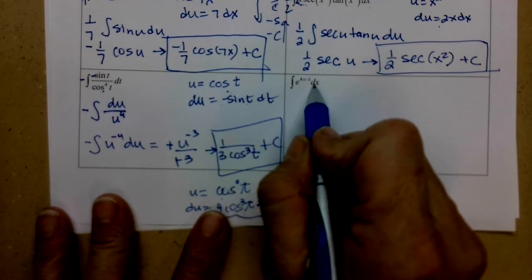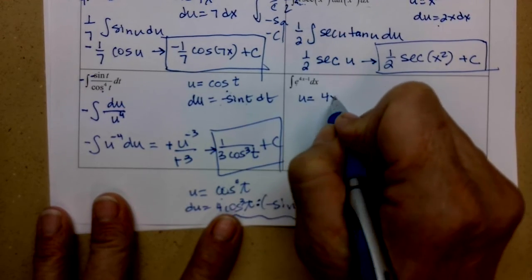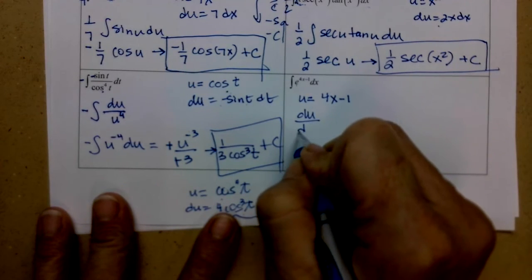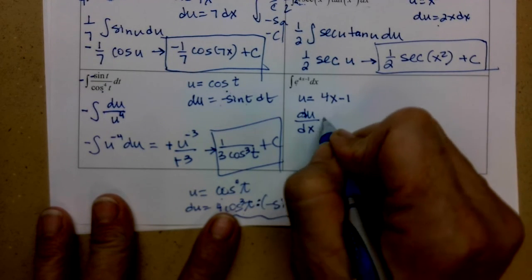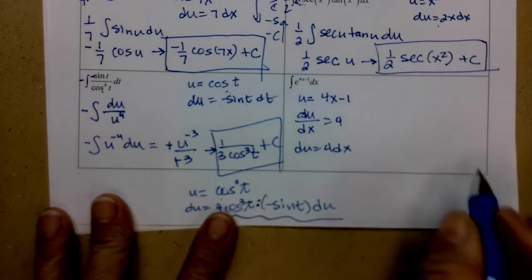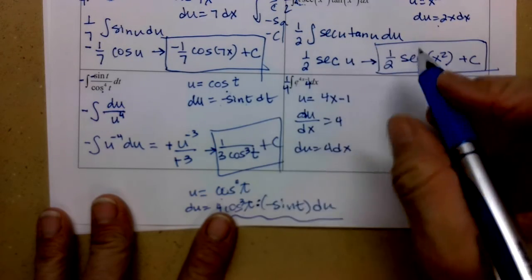Last one. e to the 4x minus 1 dx, right? u is going to be the exponent, 4x minus 1. I guess I was in a 4 frame of mind when I made these. So du dx is 4. du is 4 dx. I don't have the 4. Put it inside. 1/4 to balance.